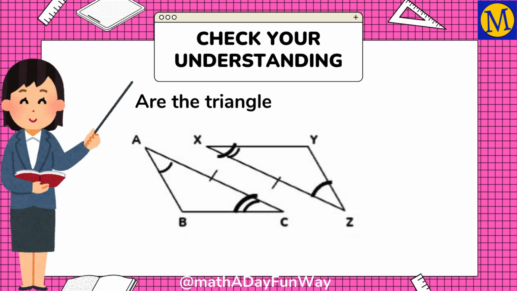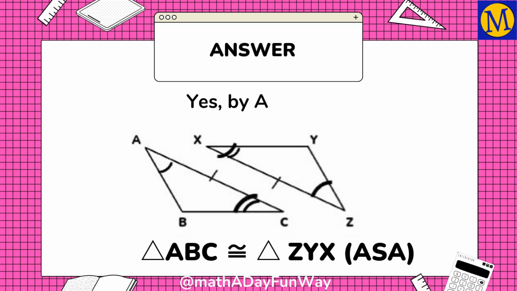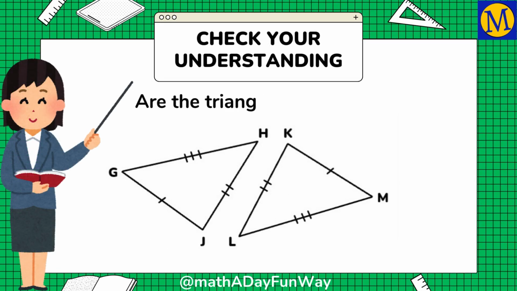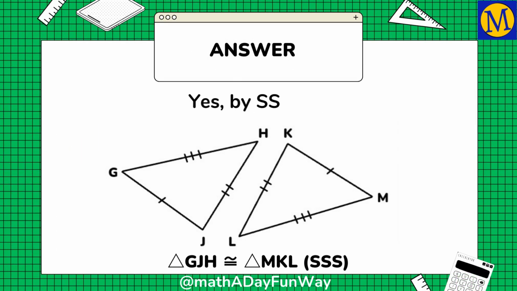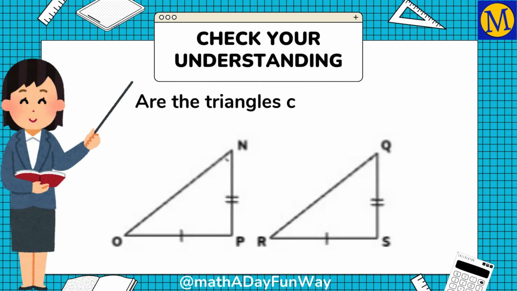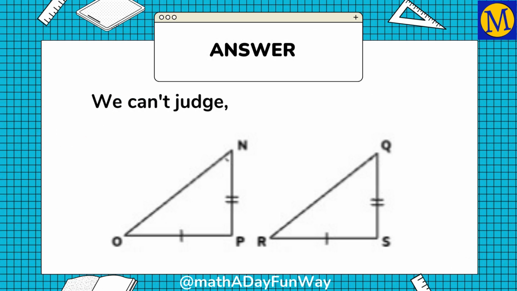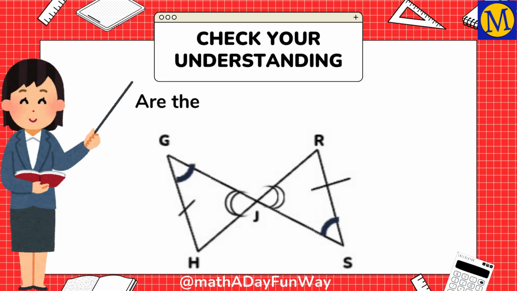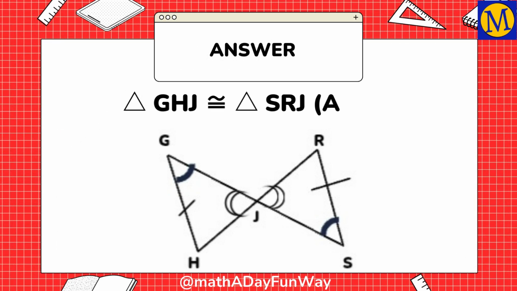Now, check your understanding. Are these triangles congruent? Yes, by ASA rule. Triangles congruent by SSS rule. We can't judge the congruency as the information is insufficient. Triangles are congruent by AAS rule.